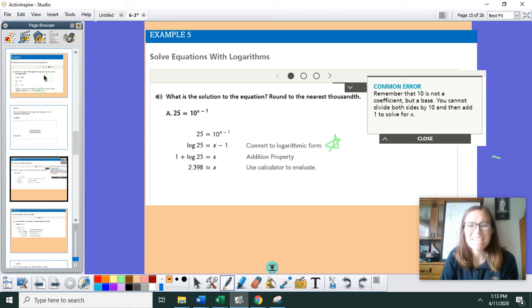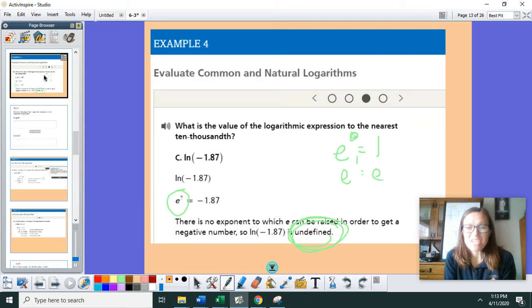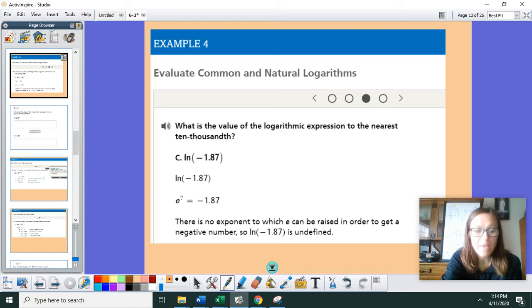Alrighty, this is lesson 6-3, and we're continuing on with example 4, letter C. As you look at this example, we have to think it through. We say, okay, what is the value of the logarithmic expression to the nearest 10,000th? So we've got our natural log, and we remember that our base is e. And what we ask is, well, the argument is negative 1.87.